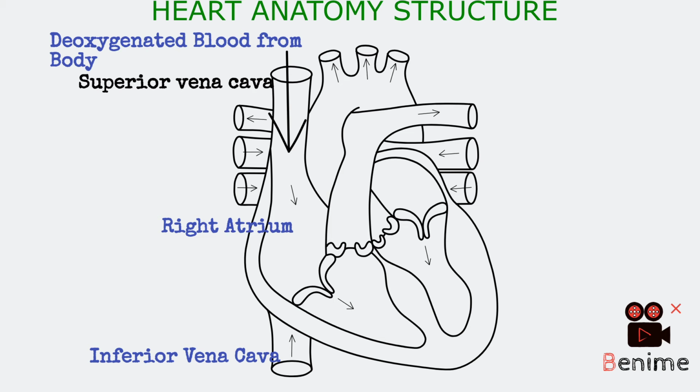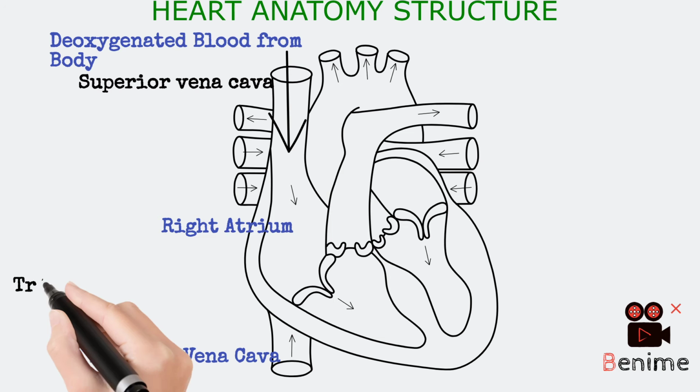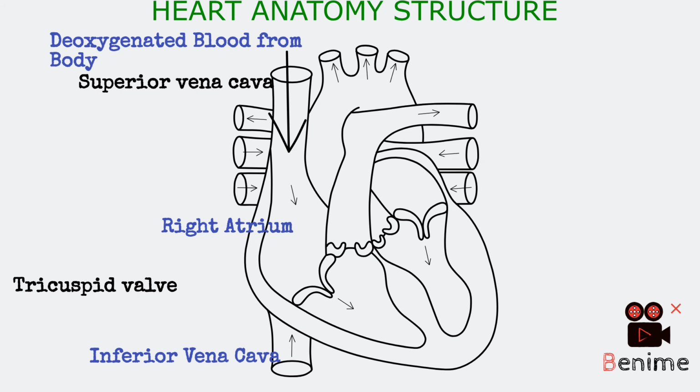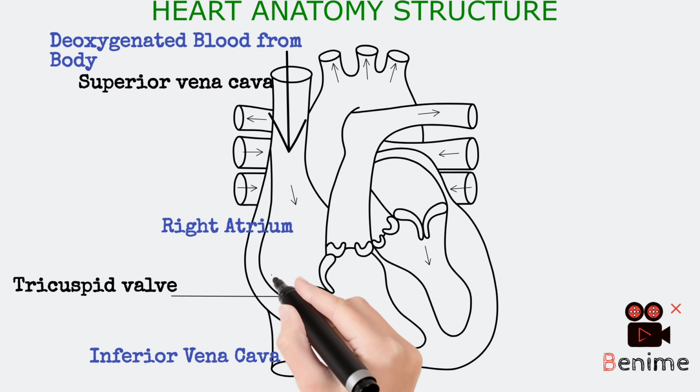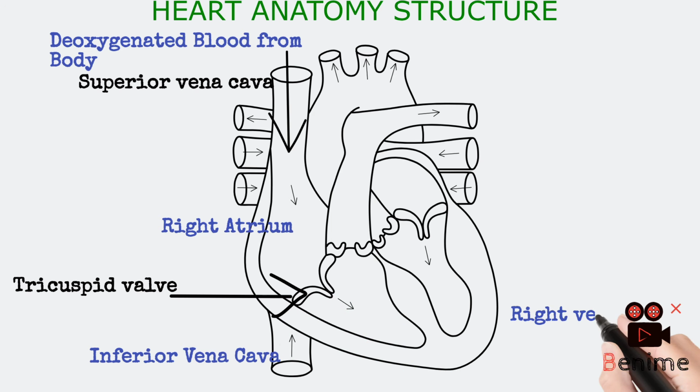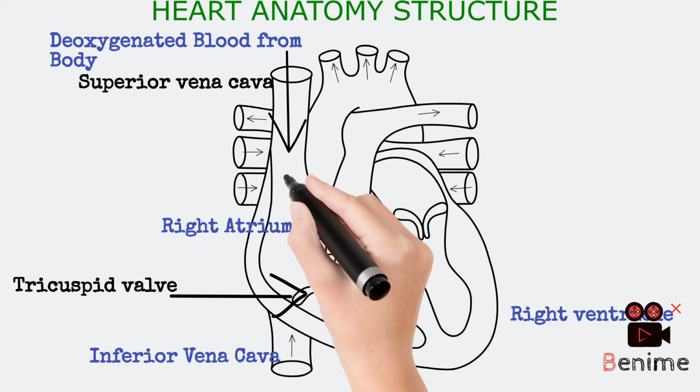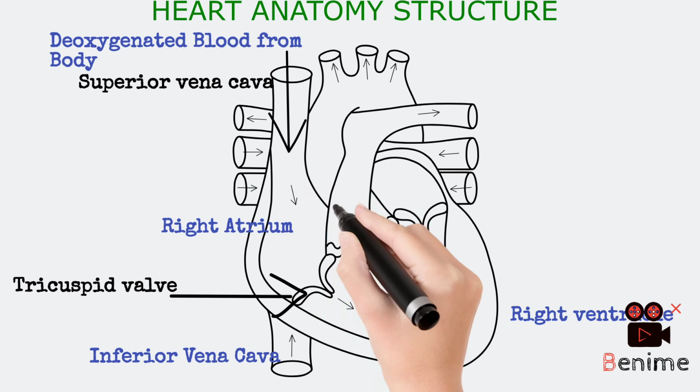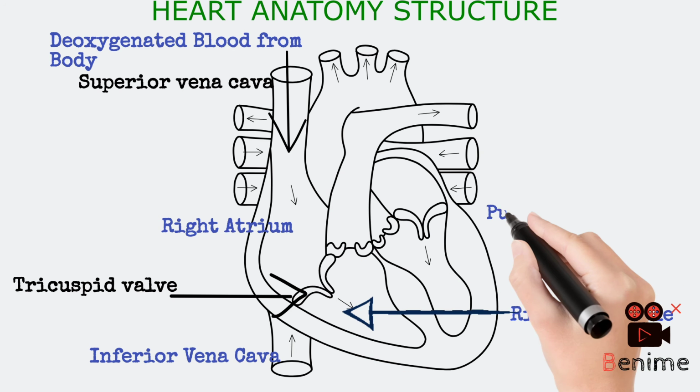So it comes into the heart from the body via the superior and inferior vena cava, which are the larger veins, and these vena cava enter into the right atrium. When the right atrium is fully filled up, it contracts down, thus pushing the blood into the right ventricle. Between the right atrium and right ventricle, there is a valve, and this valve is known as tricuspid valve because it has three flaps, and this valve prevents the backflow of blood from the right ventricle into the right atrium, thus keeping the blood in the right ventricle.